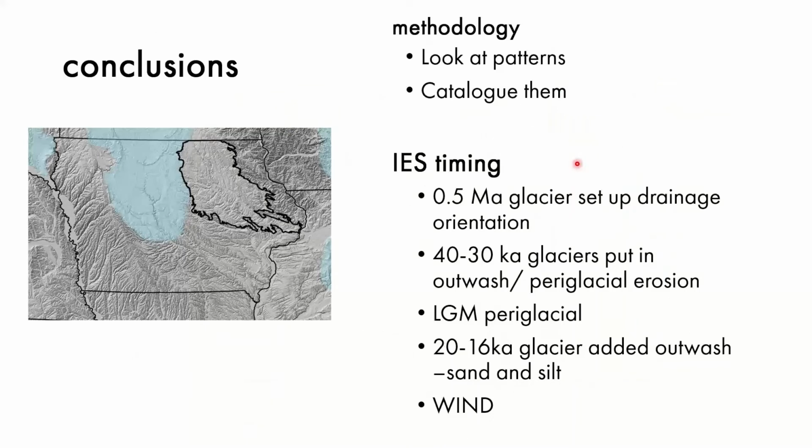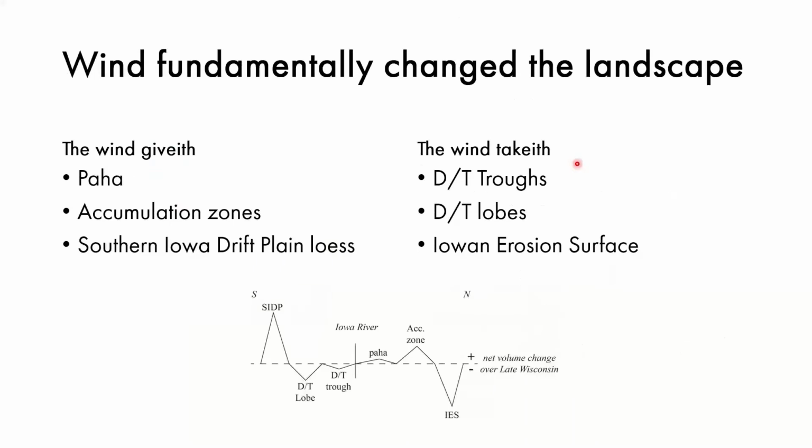So that's it. That's the conclusions. If you look at patterns and catalog them and put them together, you can figure stuff out. Time of the erosion surface, once again, a 500,000-year-old glacier set up the orientation. There's another glacier that affected the northern part. Then the LGM got really cold and it outwashed in silt, and then the wind affected the rest of it. So that's it. The wind giveth and the wind taketh.